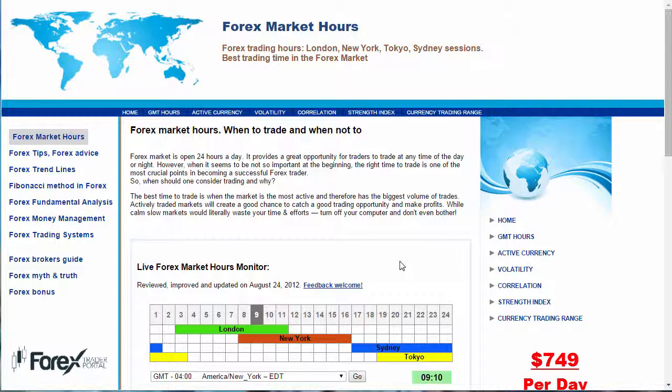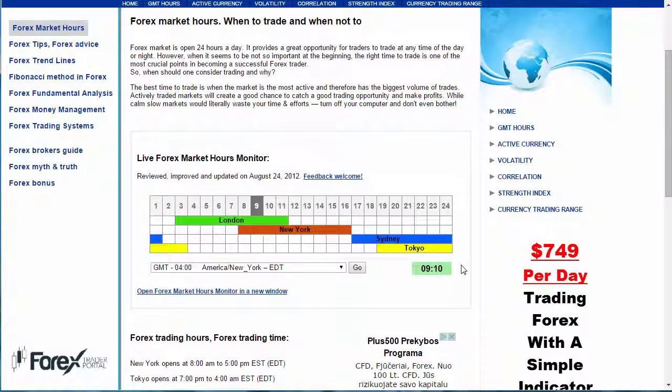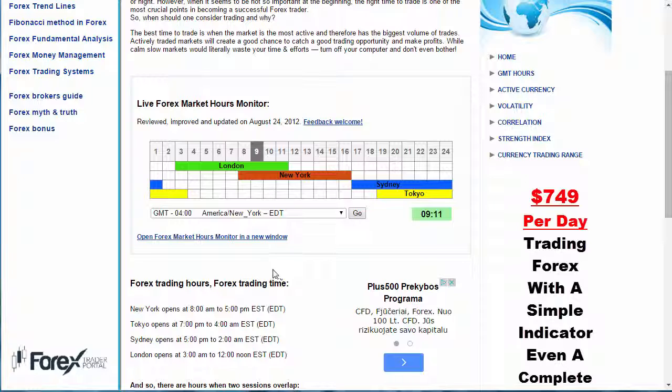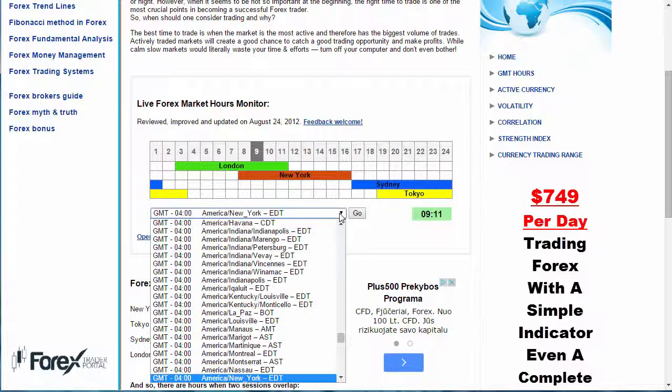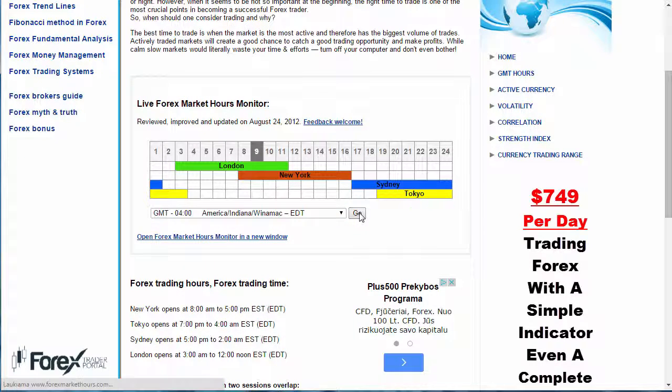When is London open? When does the London session that interests us start? Just go to the site forexmarkethours.com and find such a table, and here we see the sessions of London, New York, Sydney and Tokyo. Choose from the drop down list either your broker time or your local time as you prefer. Once you have selected the appropriate time zone, click go.